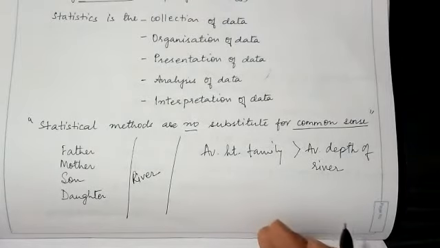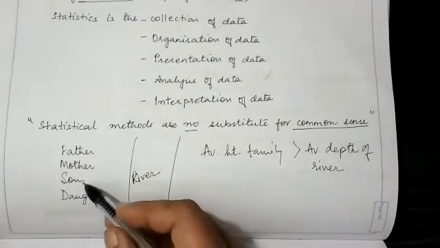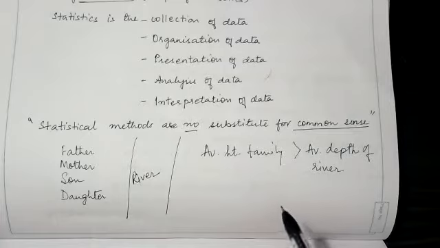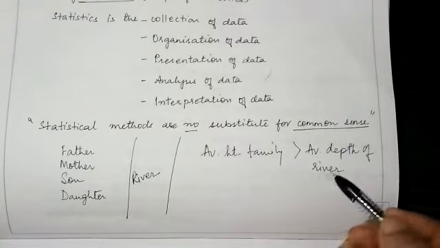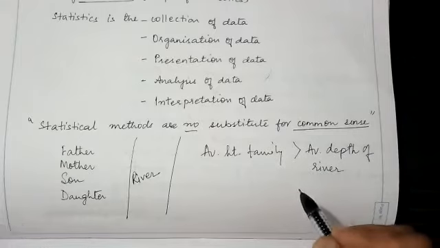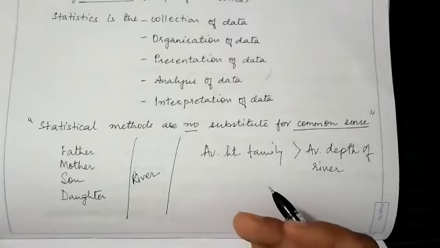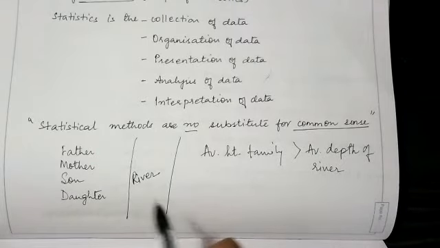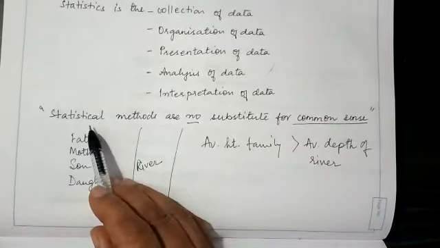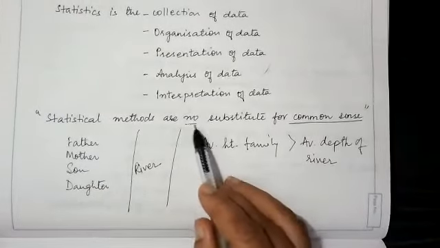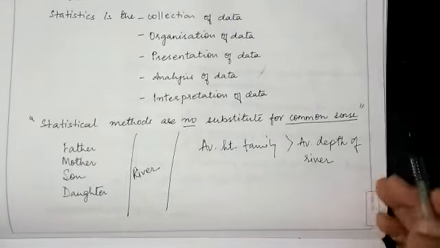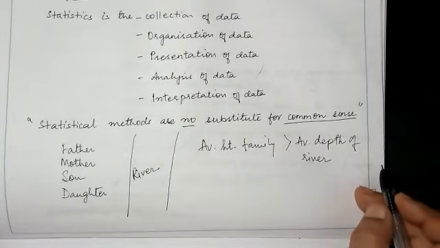And you know what happened? Some of them could not cross the river. The fault is not with the statistical method of calculating averages, but with a misuse of the average. So the father had drawn wrong conclusions. And that is what is meant by statistical methods are no substitutes for common sense. So this tells us that statistics can be used only by experts because they can draw proper conclusions.